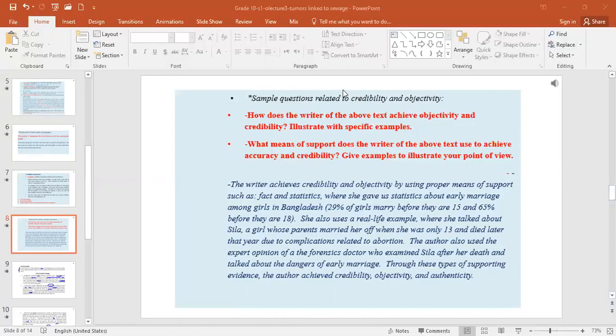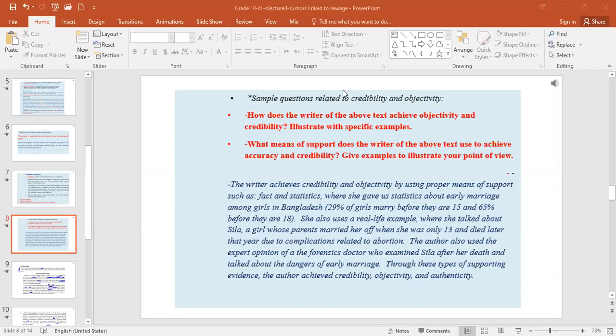The writer achieves credibility and objectivity by using proper means of support, such as facts and statistics, where she gave us statistics about early marriage among girls in Bangladesh. 29% of girls marry before they are 15 and 65% before they are 18. She also uses a real-life example, where she talked about Sila, a girl whose parents married her off when she was only 13 and died later that year due to complications related to abortion. The author also used the expert opinion of the forensics doctor who examined Sila after her death and talked about the dangers of early marriage. Through these types of supporting evidence, the author achieved credibility, objectivity, and authenticity.